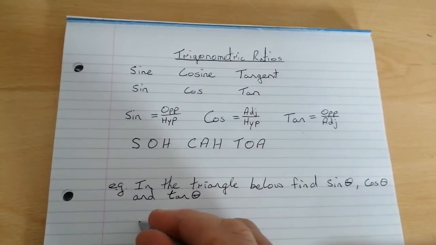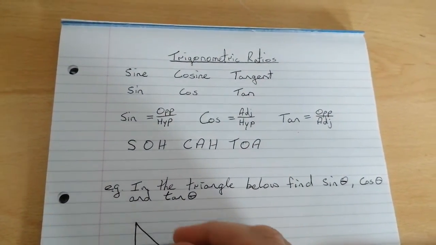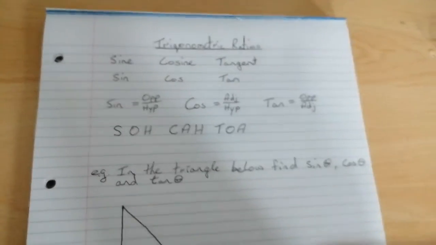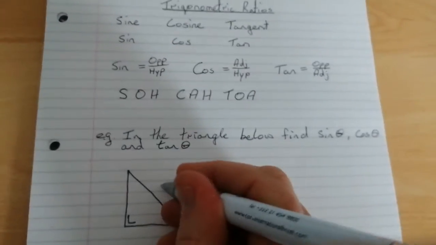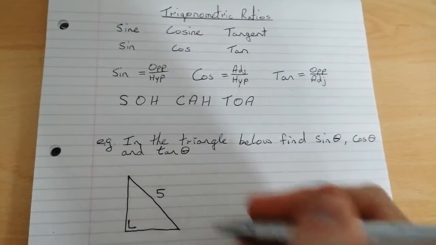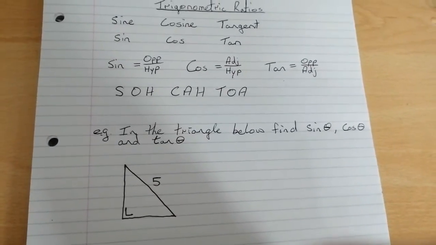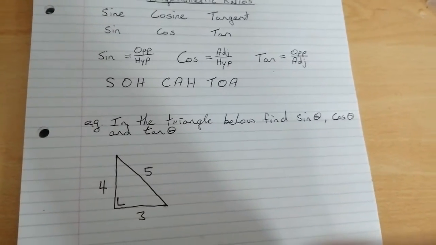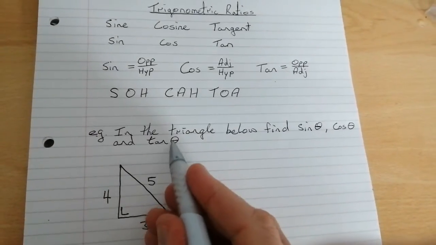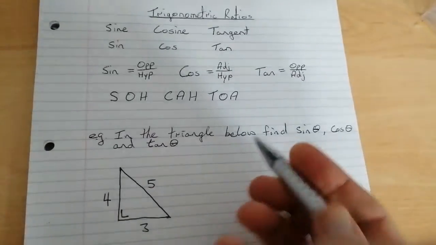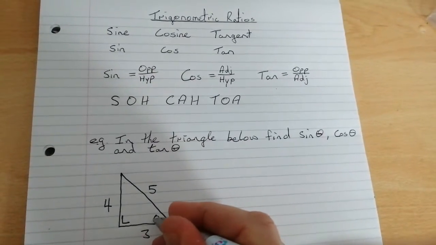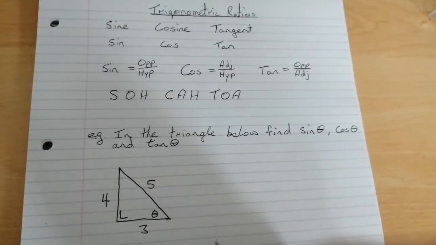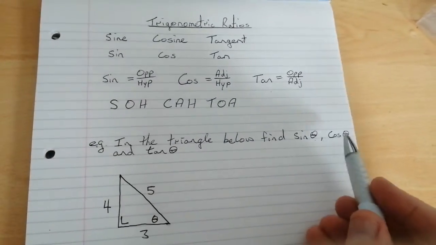We have to have a triangle first of all to work with. Okay, this is a right angle triangle. I'm going to say that this is 5. I'm not going to give it any units just to simplify things. That's 5. I'm going to say that this is 4 and this is 3 in length. And I'm going to make one of the angles here theta. So I'm going to say this one here is theta. Okay, so that's the question set up, and the question says find this, this, and this.